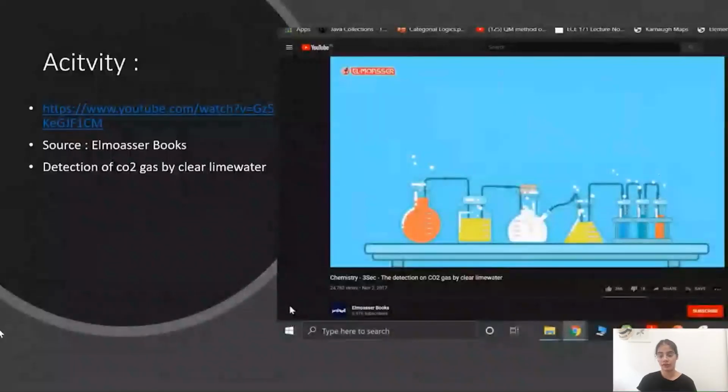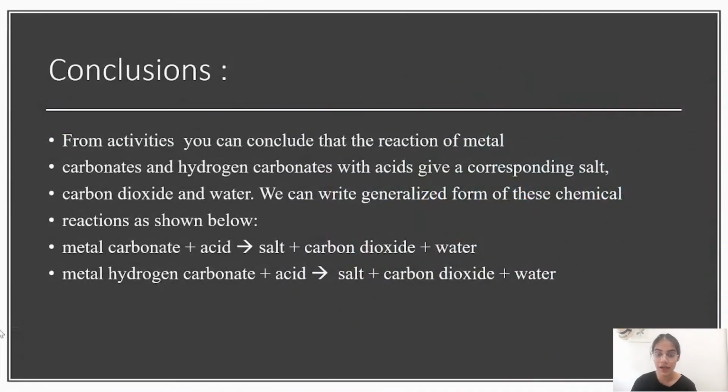So in our conclusions, we see that the reaction of an acid with a metal carbonate or a metal hydrogen carbonate gives you a corresponding salt. It will give you carbon dioxide and it will give you water. The generalized form of this reaction is metal carbonate plus acid gives you salt, carbon dioxide and water. Metal hydrogen carbonate plus acid gives you salt plus carbon dioxide plus water.